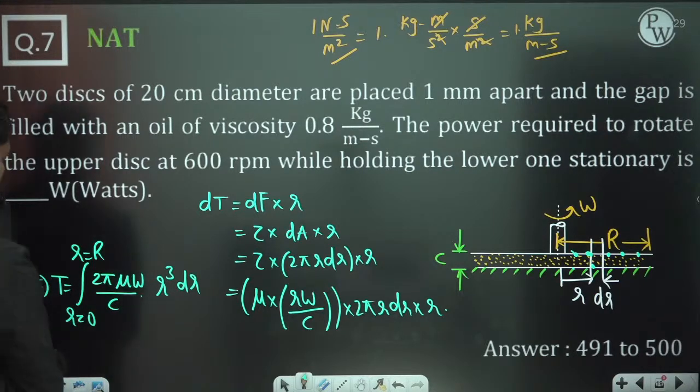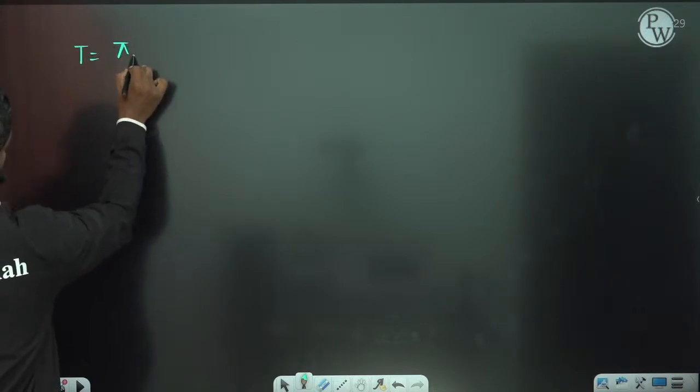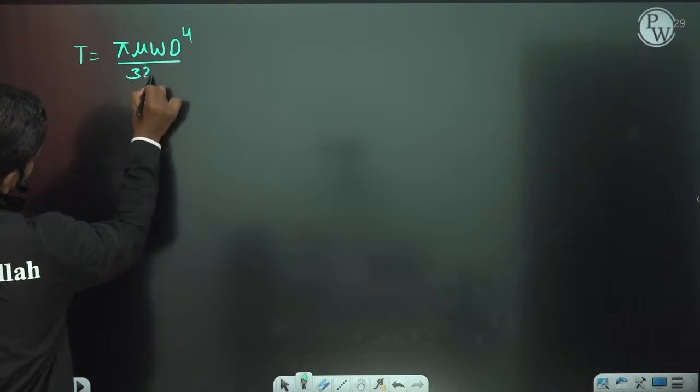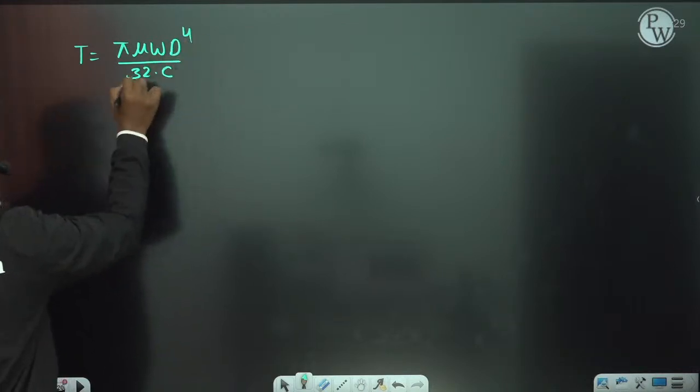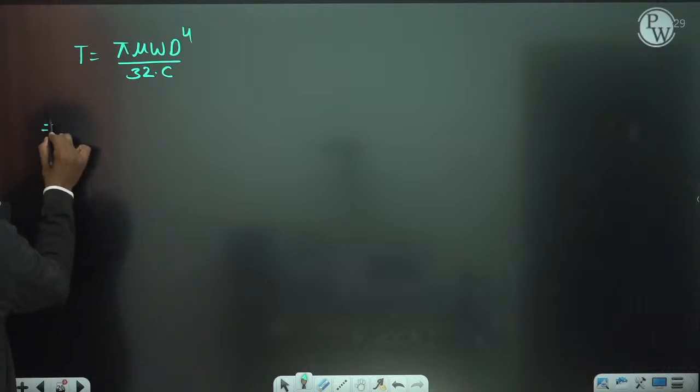If you write in terms of diameters, T is equal to pi mu omega d to the power 4 by 32 times the clearance. Because if r is there, here it is 2, but if you write in diameters, 2 to the power 4 comes in between. Let us see what the total torque is.